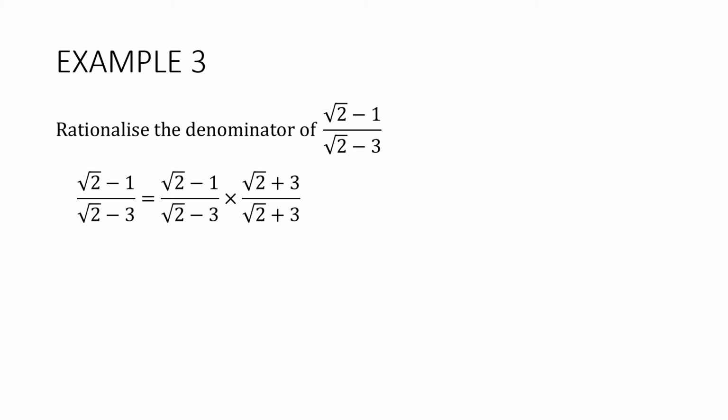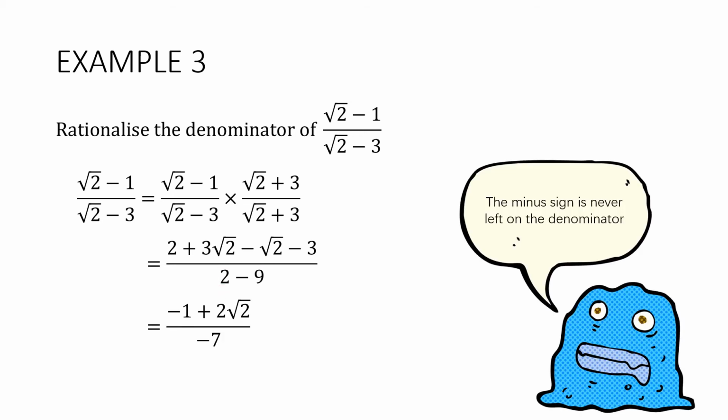Now, we've got FOIL we need to do here, and the difference of two squares here. So this is going to be root 2 times root 2 is 2, plus 3 root 2, take away root 2, take away 3, all over 2, take away 9. Okay, make sure that makes sense to you. We can collect some terms. So we've got 2 take away 3, which is negative 1, and we have 2 root 2 here, and this is negative 7.